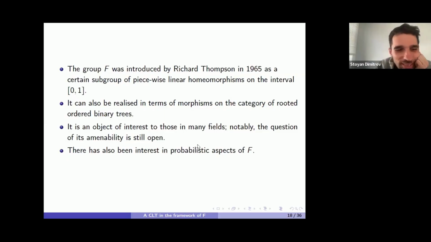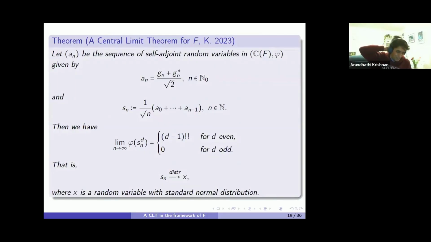Okay. So I'll probably skip most of the proof, but I'll try to give some flavor of what's going on at least. So anyway, here's the statement of the theorem. Okay, so we just need to set up what is our sequence of interest here. So A_n will be the sequence of self-adjoint random variables in the group algebra of F. It's just defined in a very natural way using the generators of F.